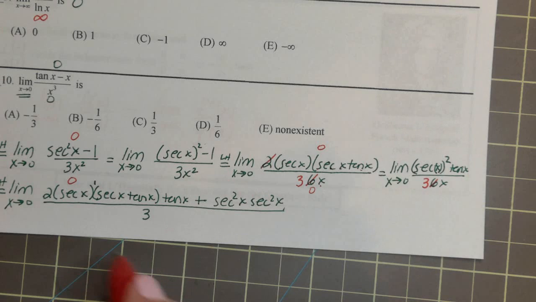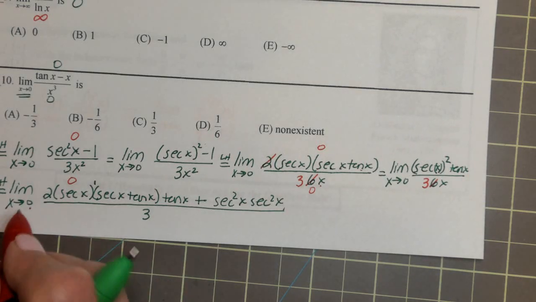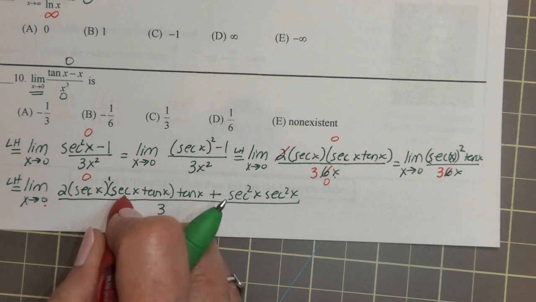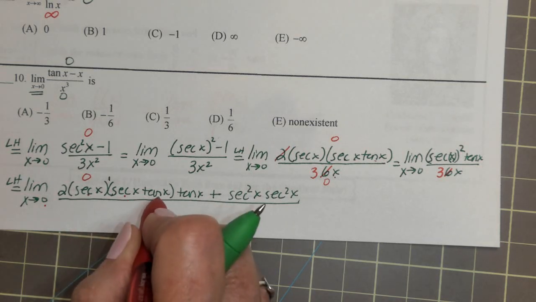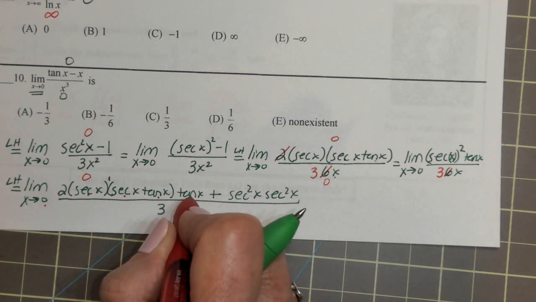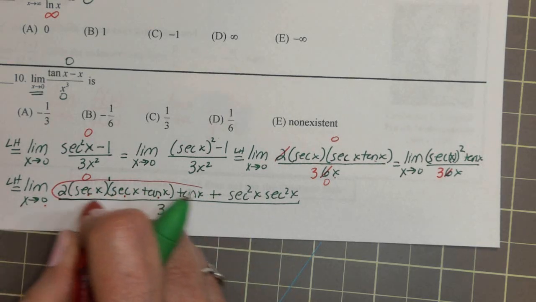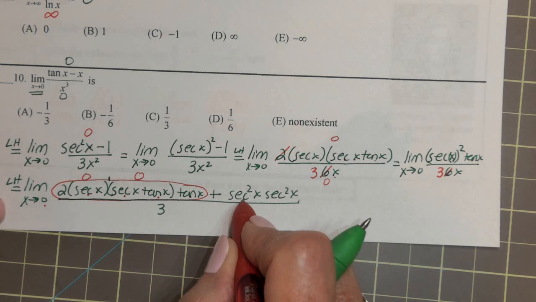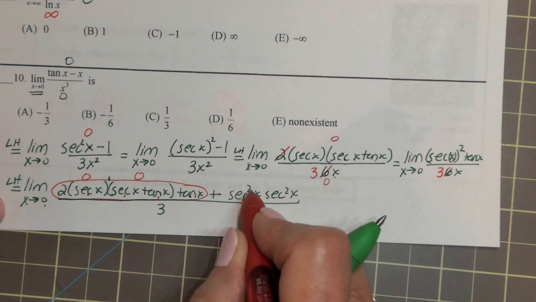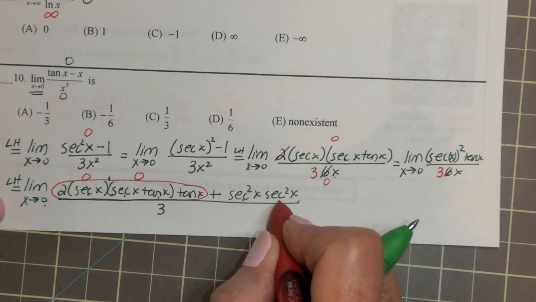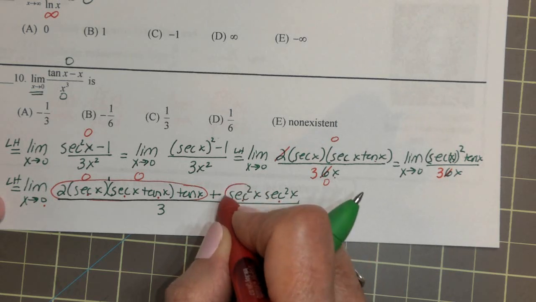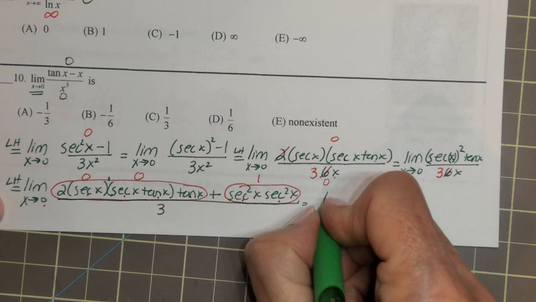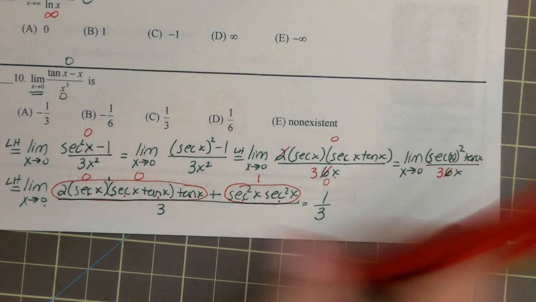Okay, let x go to 0. Secant of 0 is 1, secant of 0 is 1, tangent of 0 is 0, tangent of 0 is 0. So this piece here is 0. Secant of 0 is 1, squared is 1. Secant of 0 is 1, squared is 1. So this piece is 1. And we're going to get 1 over 3.